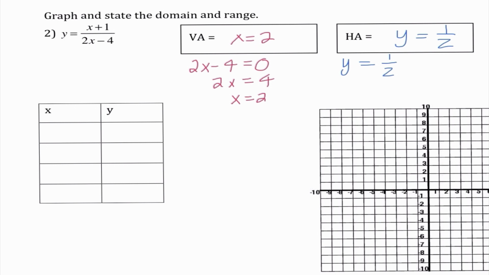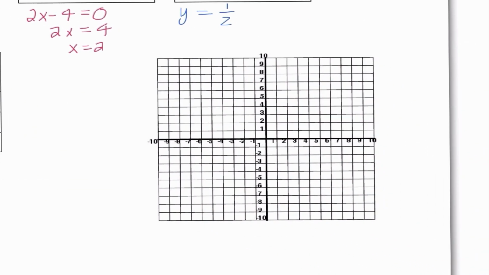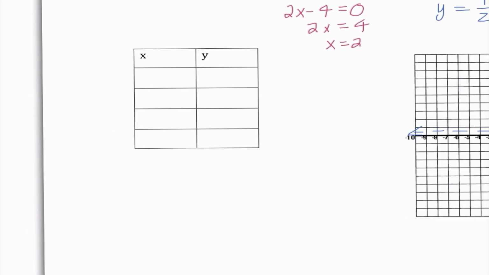So let's go ahead and plot these on our graph. x equals 2 gives me a vertical line at x equals 2, and y equals 1/2 gives me a horizontal line at a value of 1/2. Now I want to choose 2 points to the right of this asymptote and 2 points to the left. I'm probably going to use 0, 1, 3, and 4, just because I like being as close as possible because the values are going to be nice. So we're going to try 0, 1, 3, and 4.